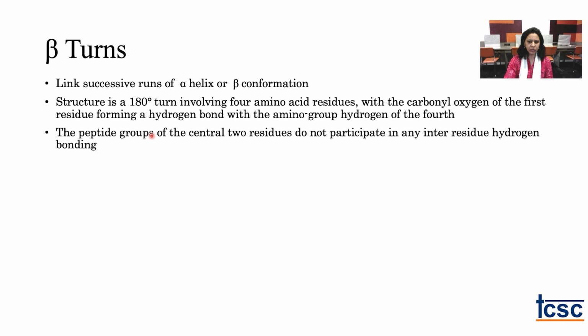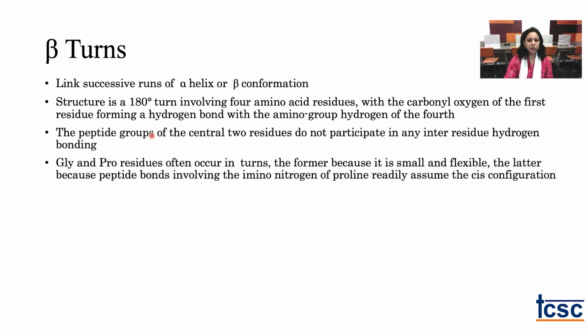in the hydrogen bonding, or in any other interresidue hydrogen bonding. Now, the two amino acids which were excluded from alpha helices find their place in beta turns for the same reason. Glycine, being highly flexible, will allow the 180-degree turn. Proline, because of its amino nitrogen, tends to assume a cis configuration, because of which it is easier for a polypeptide chain to take a turn. So in a beta turn, we will usually find glycine and proline.